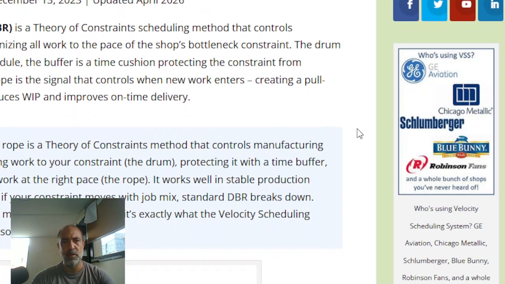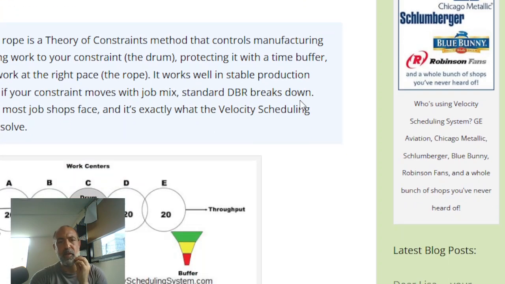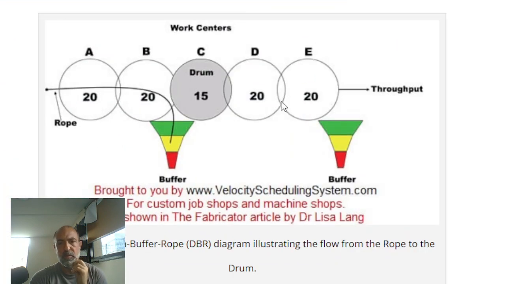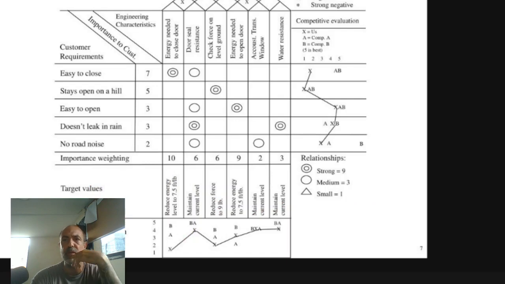So it's a theory of constraints method that controls production by synchronizing all work to the pace of the shop's bottleneck constraint. So the rope is basically the fixed distance. So this is the maximum we can do with this one, so everything is designed around that constraint. As a theory of constraints method, drum, buffer, rope, work centers, brought to you by a velocity scheduling system. Okay, we can dive deeper into it at one point, I guess. Oh, my bad. Let me just keep it.